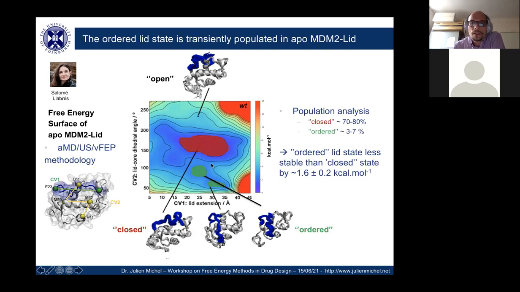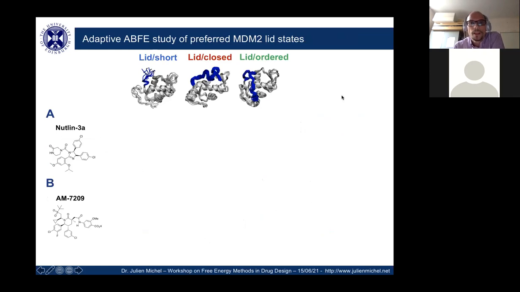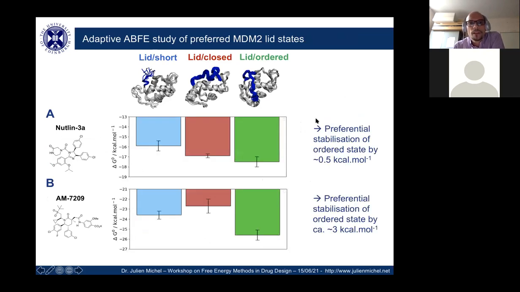If you integrate this free energy surface, you can roughly work out that the closed state is about 70–80% of the ensemble, whereas the ordered state is about 5%. So the ordered state can form in ApoMDM2, but is intrinsically less stable. And so with that, we can now carry out our adaptive ABFE study on different states of the lid, either the truncated construct, the closed or the ordered lid, and work out standard free energies of binding for different compounds.